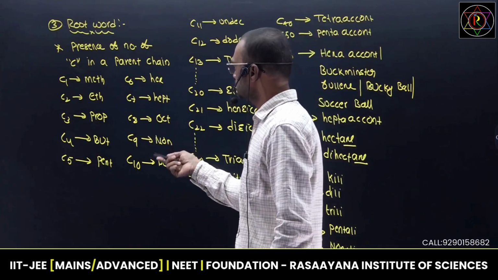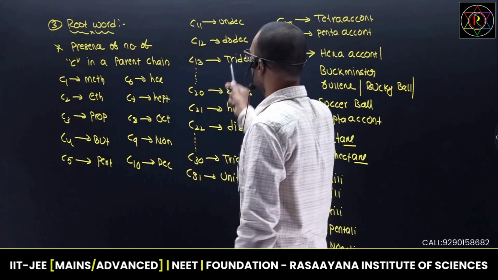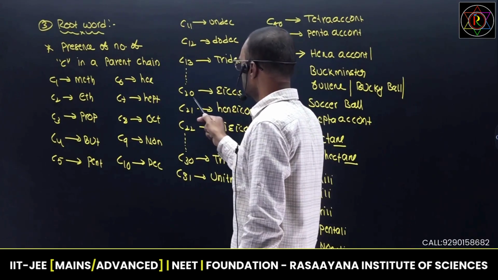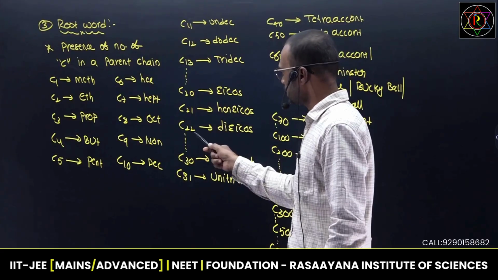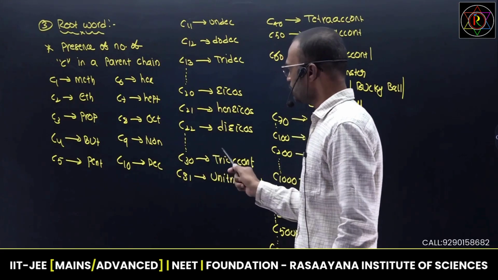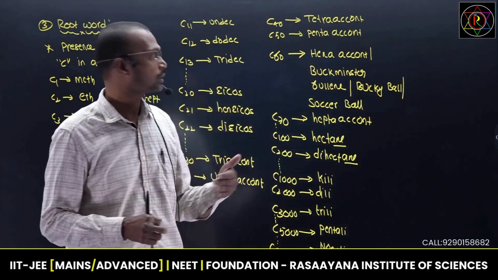Up to 9 carbons are well known: meth, eth, prop, but, pent, hex, hept, oct, non, then finally dec. Then undec, dodec, tridec, eicos. 20 is eicos, 21 is heneicos, docos or diicos. Triacont. From here onwards you will get -cont: triacont, tetracont, pentacont, hexa, hepta, octa, like that.